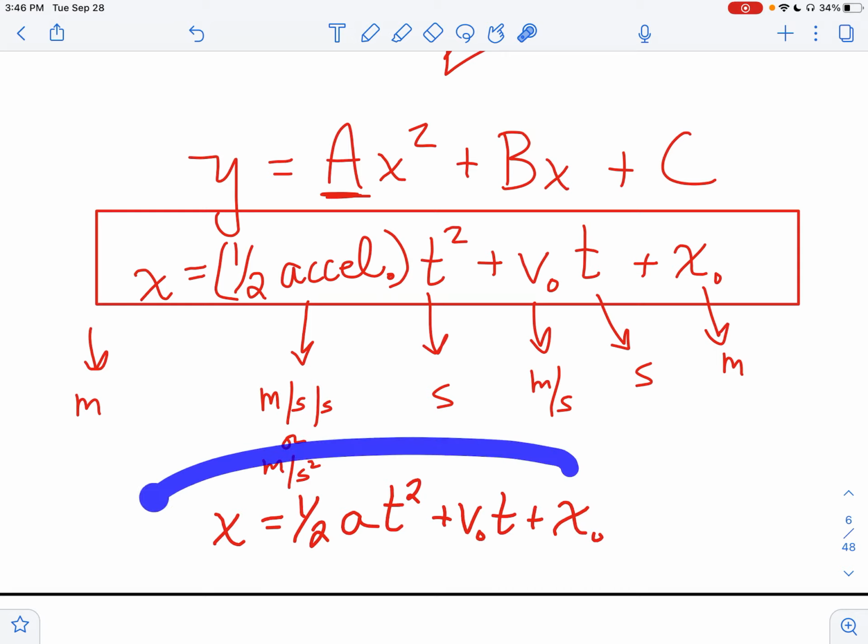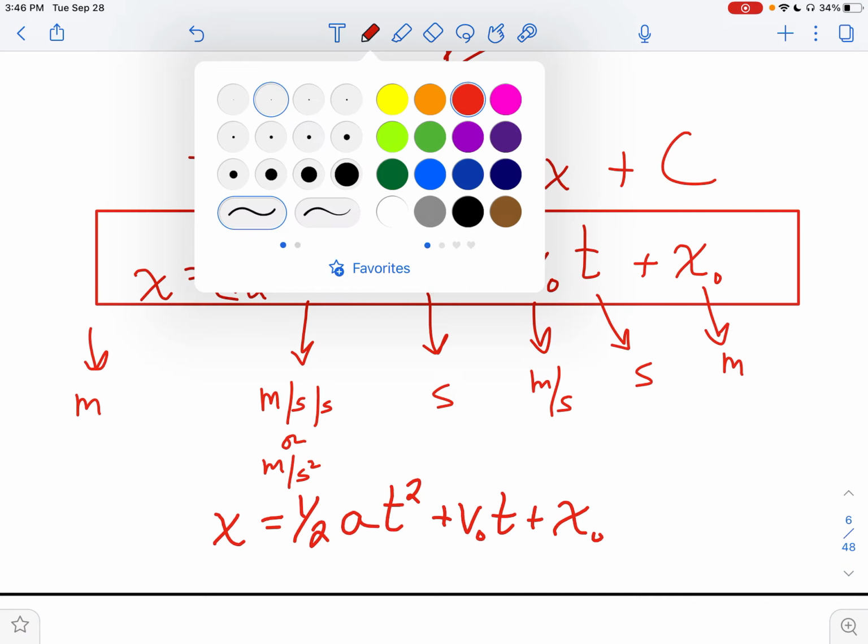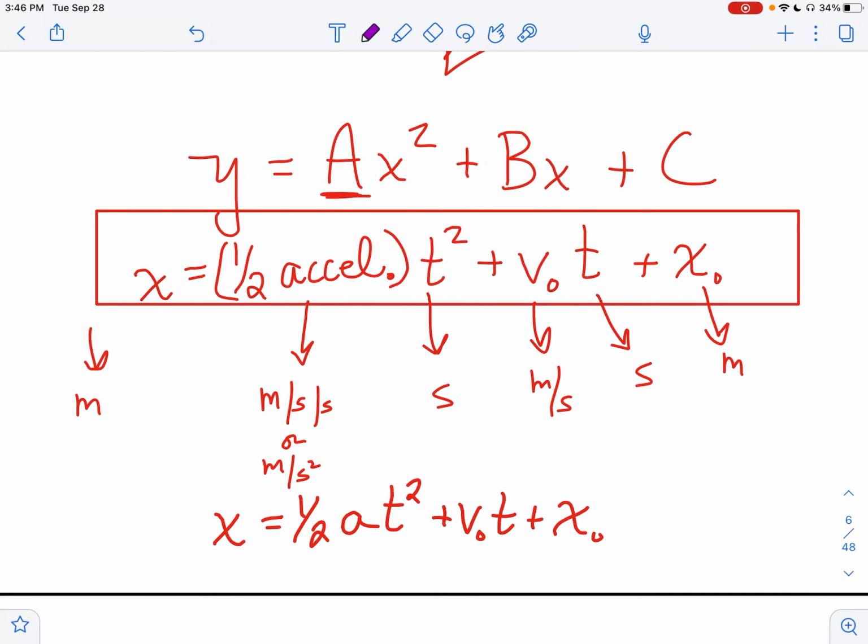So again, we have an equation. This will allow us to predict the future for anything moving with a changing velocity. So let's say I want to know how long it took. Well, I need to know where it started, where it ended, how fast it was going at the beginning, how quickly it was changing its velocity, and then that would tell me, I could solve that for the time.